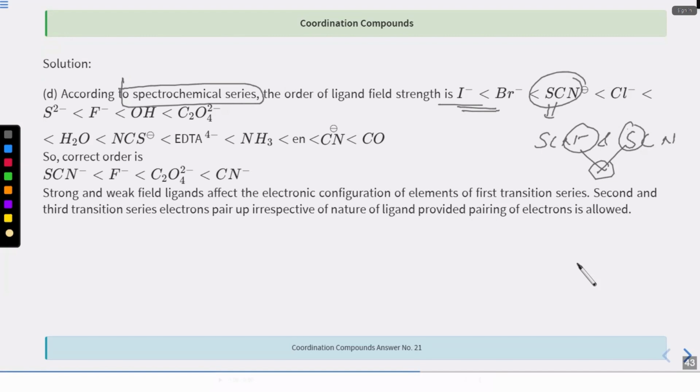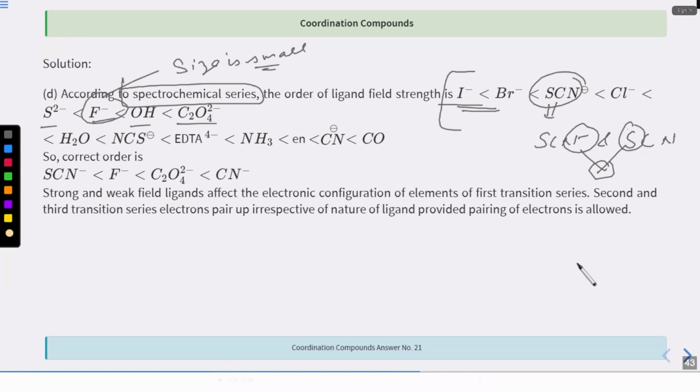So it comes before. So according to spectrochemical series, the order of ligand field strength is I minus greater than Br minus, then SCN minus, Cl minus, then S2 minus, F minus, OH minus and C2O4 2 minus, and so on. Why F minus is after S2 minus? Because its size is small, and S2 minus is a better ligand as compared to F minus.